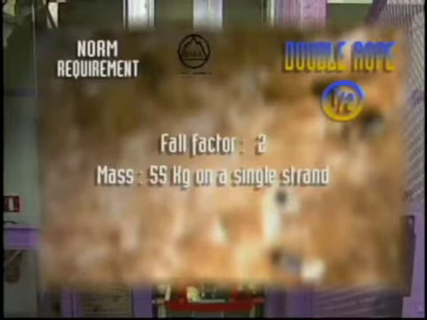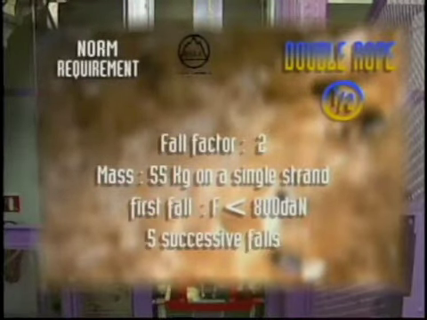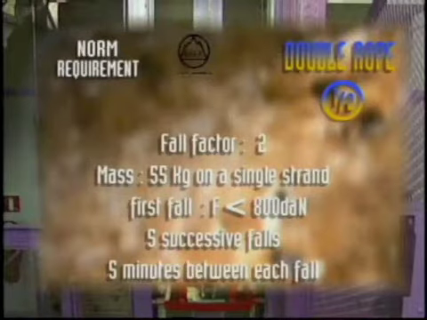For double rope, the test is made at factor 2 with a mass of 55 kilograms on a single strand. The impact force must remain below 800 decanewtons. The rope must again withstand a minimum of 5 falls made at 5-minute intervals.